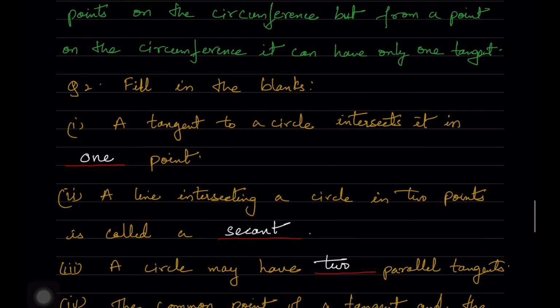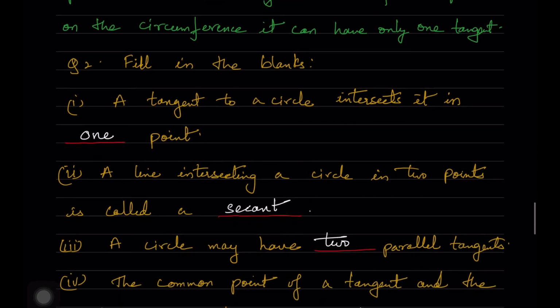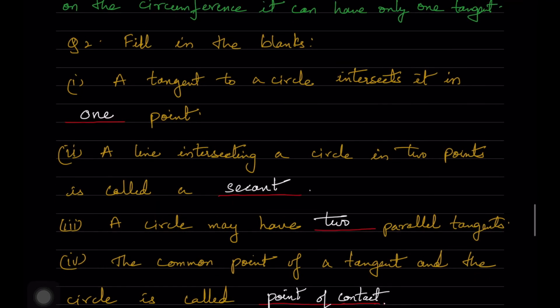Fill in the blanks. A tangent to a circle intersects it in one point. So a tangent to a circle always intersects at only one point. A line intersecting a circle in 2 points is called a secant. We have seen the first figure. So I'll draw a figure and show you. If it is intersecting at 2 points, this is called a secant. If it is intersecting at only 1 point, it is called a tangent.